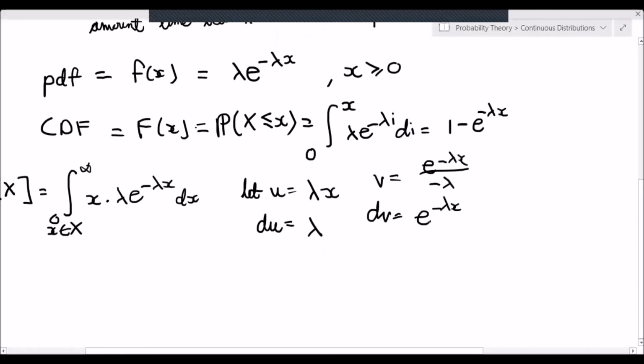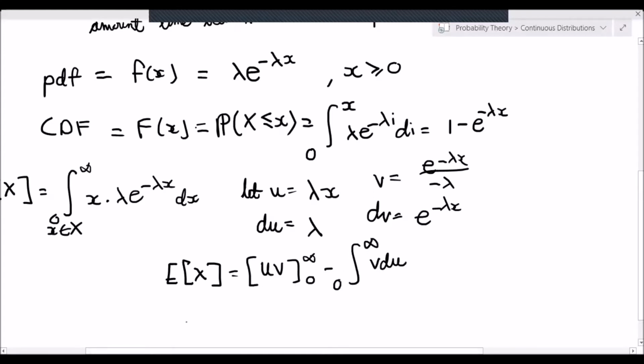Now, we plug it into the formula that the expected value of x is going to be equal to uv evaluated at the limits of 0 and infinity minus the integral of v du from 0 to infinity. And this we see happens to be u times v is negative x e to the negative lambda x, minus the integral from 0 to infinity of v du, which is negative e to the negative lambda x.